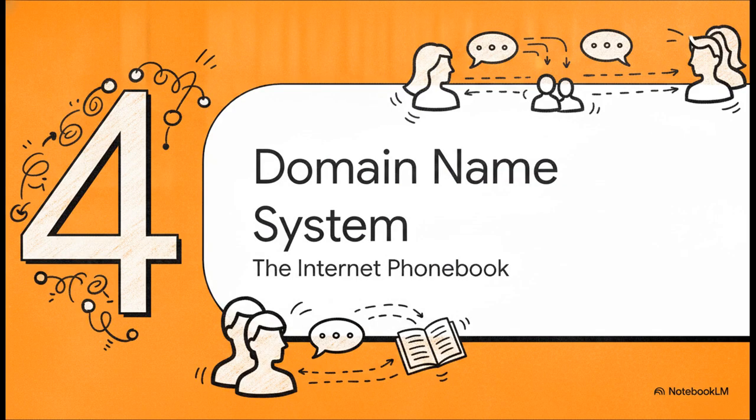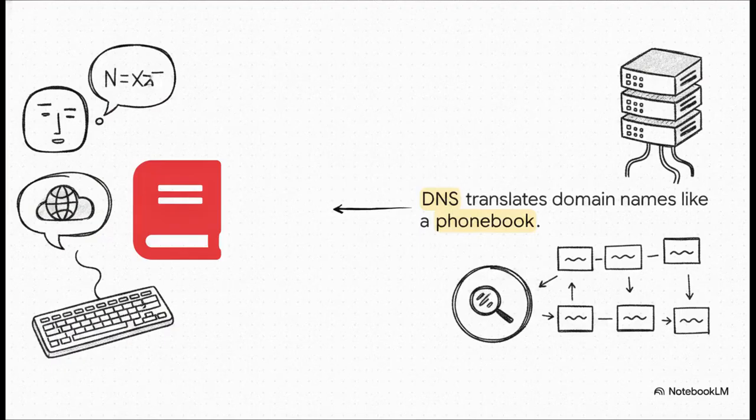Section 4. Domain Name System, the Internet Phone Book. Let's pivot to the human element of networking. So, numbers and fingerprints are great for computers, but let's be real, they're terrible for humans. We prefer names. We want to type muhas.ac.tz or google.com, not some clunky string of numbers. Computers, however, only speak numbers. They have to have an IP address to connect.